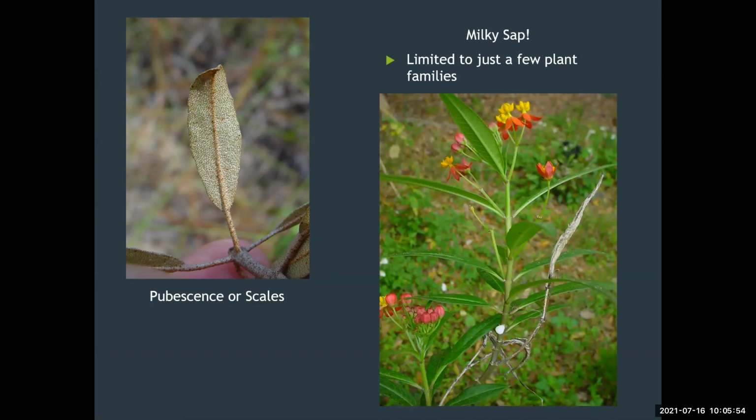Something I always stress to people is to look for milky sap. As soon as you see milky sap on a plant, you know there are just a few plant families that have this feature. So you just break a leaf off, as they've done. So this is the non-native Asclepias. They've broken a leaf off here, and you can see this copious milky sap just pour out of it.